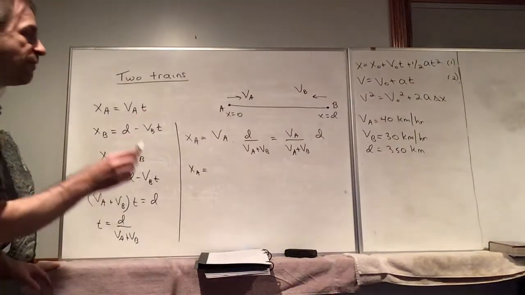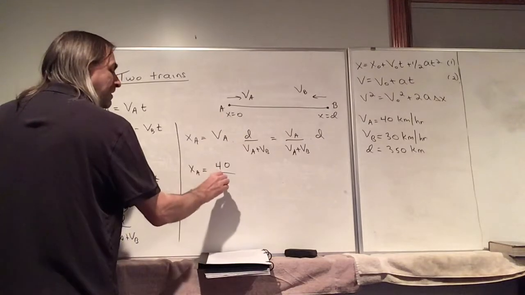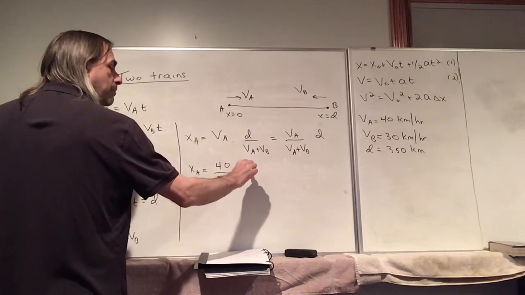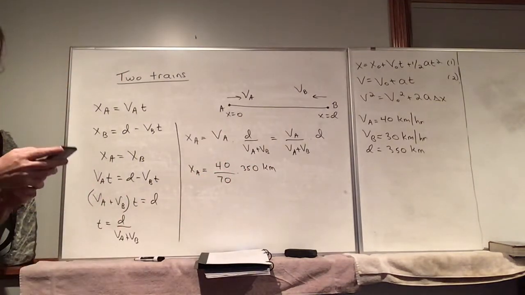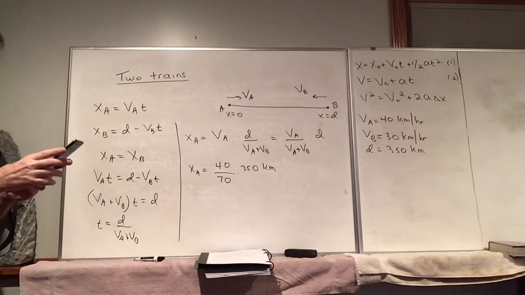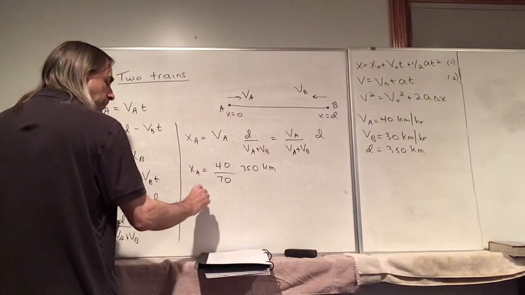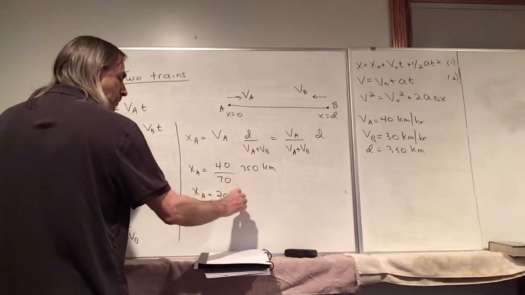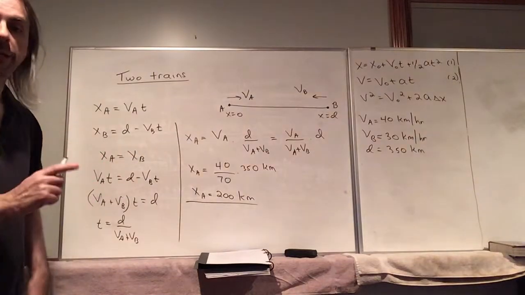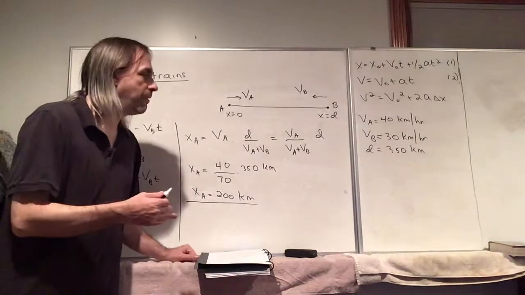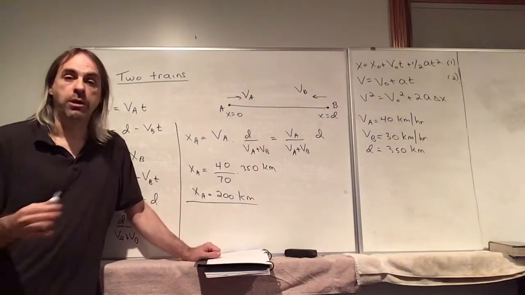We have VA, so we have 40, and again, we already saw that the units are going to cancel. And then VA plus VB is 70, and then times 350 kilometers. That'll be 4 over 7, and get rid of that common factor of 10. So what I'm getting is 200 kilometers. That's where the two trains meet. And so the question was, where are the two trains going to meet? And we just found the answer, so we're done.